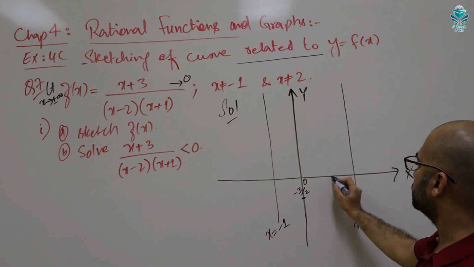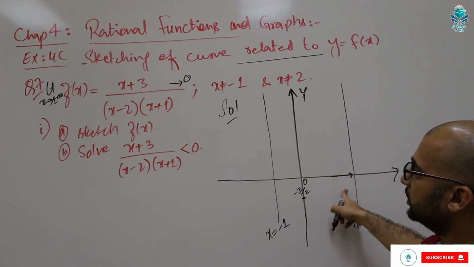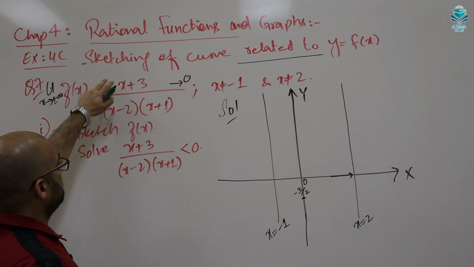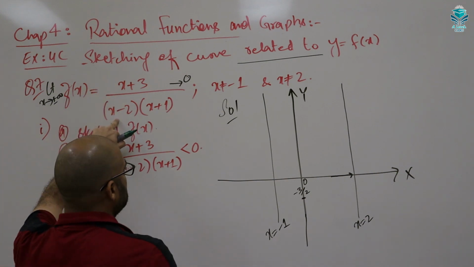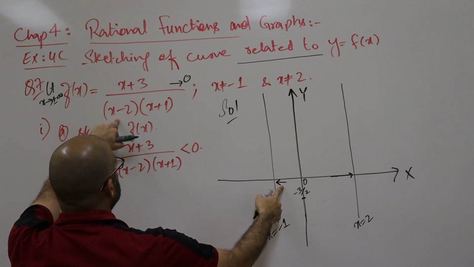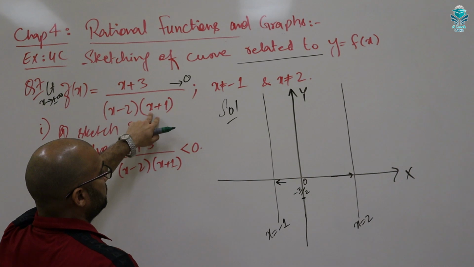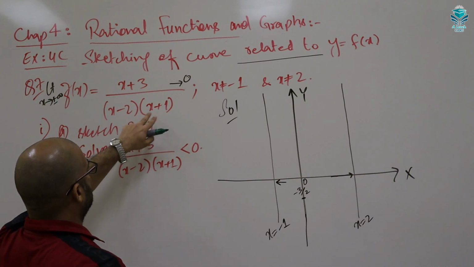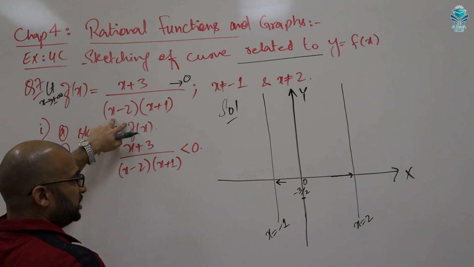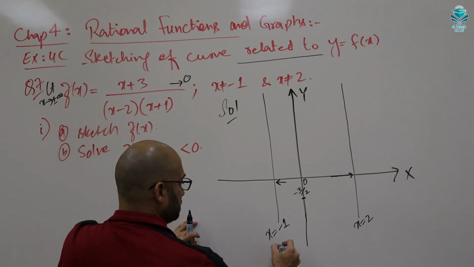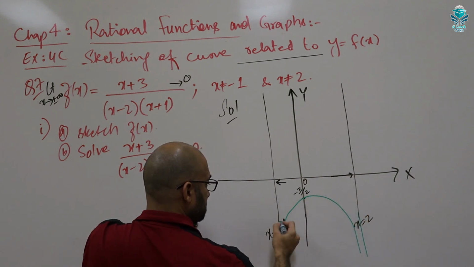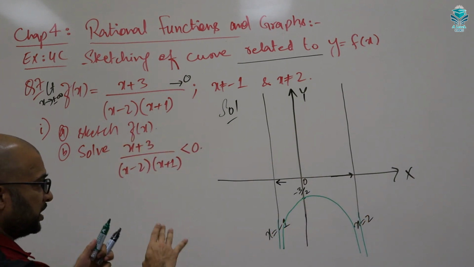When you approach 2 from the left side, the value will be negative and something over 0, which is negative infinity. And when you approach -1 from the right side, you will see that it will be positive over a negative value, so the result will be negative infinity. So we have this type of sketching. Understand? This is the one part from -1 to 2.